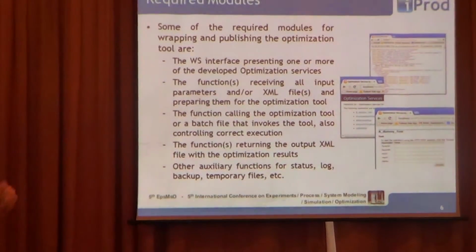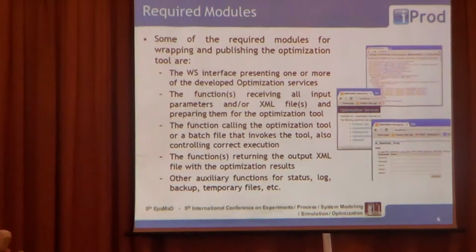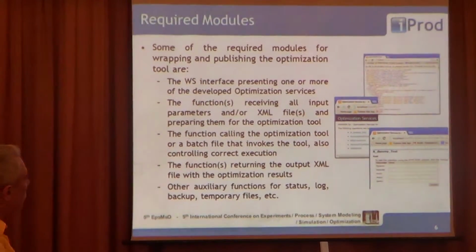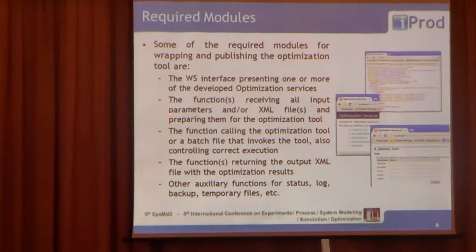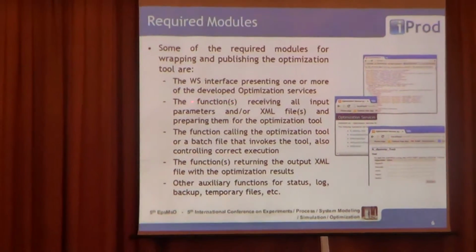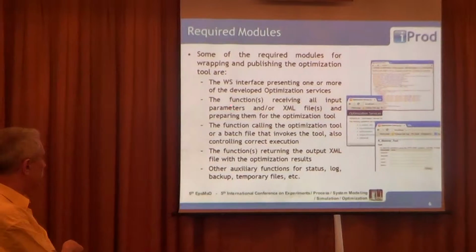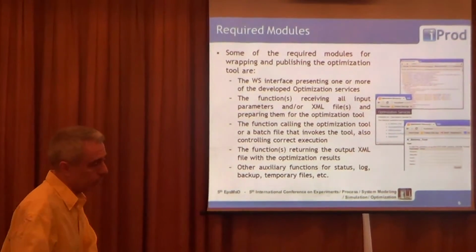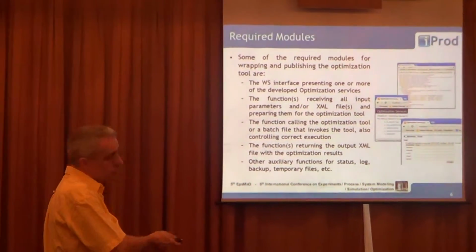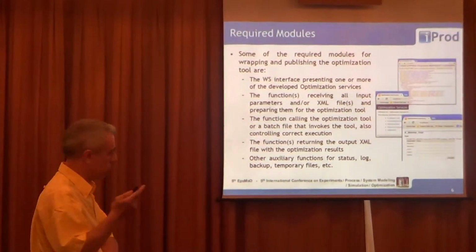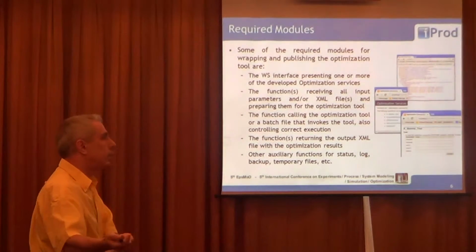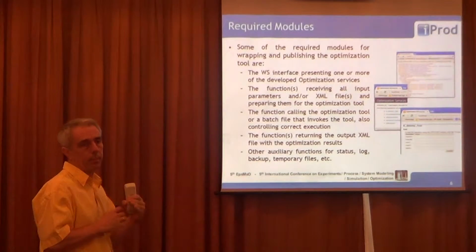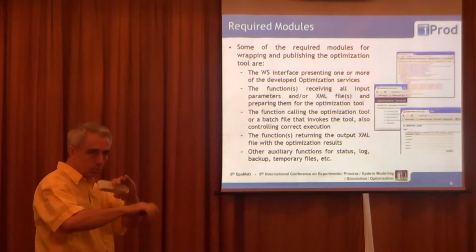Basically, in order to wrap up any optimizing software that we had prepared, we had to develop a function that receives and feeds it with the correct values, takes them from the internet, a function that calls it as we like, and another function that will take the output and send it back. Three more pieces of software are necessary to wrap it up.